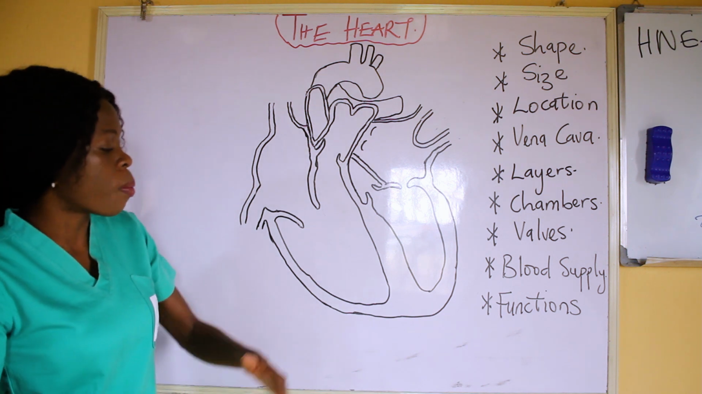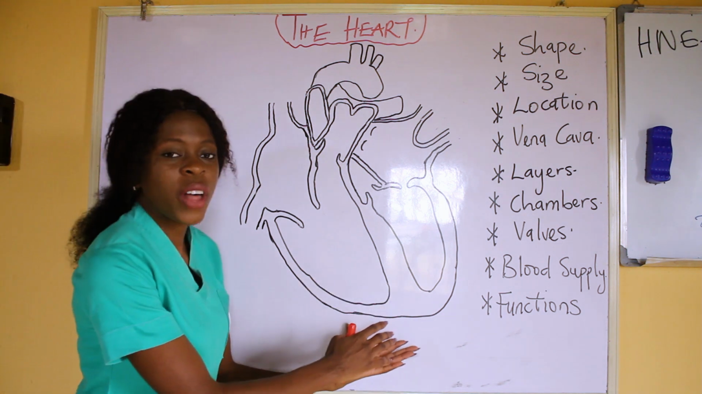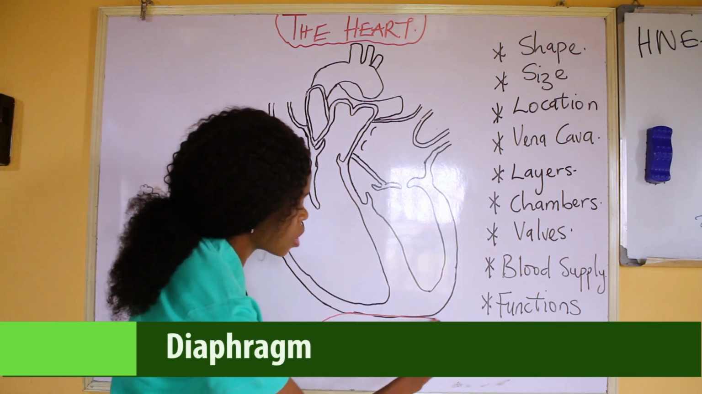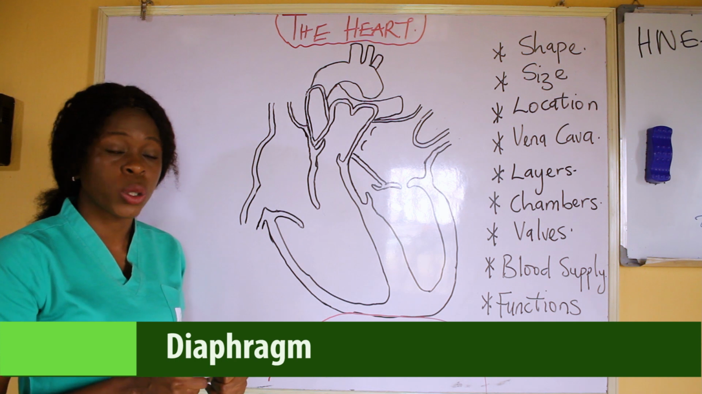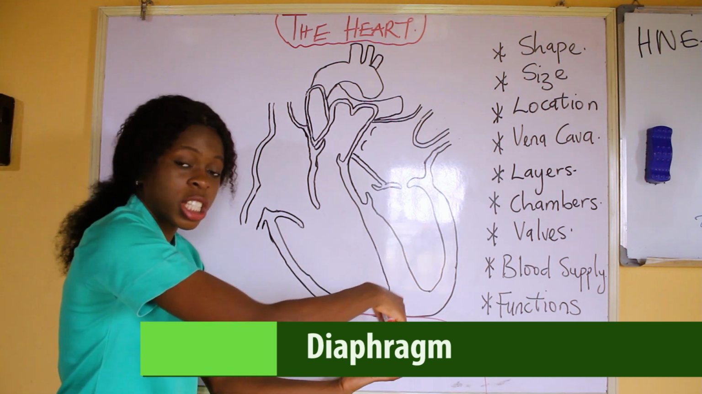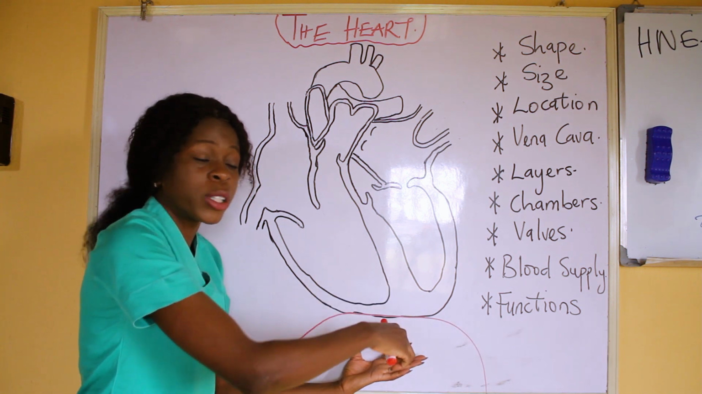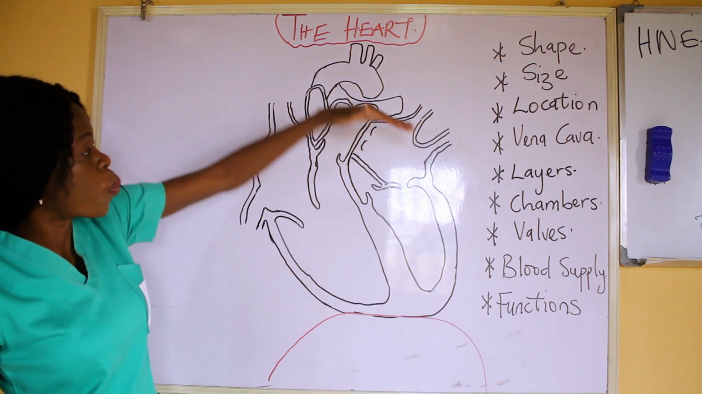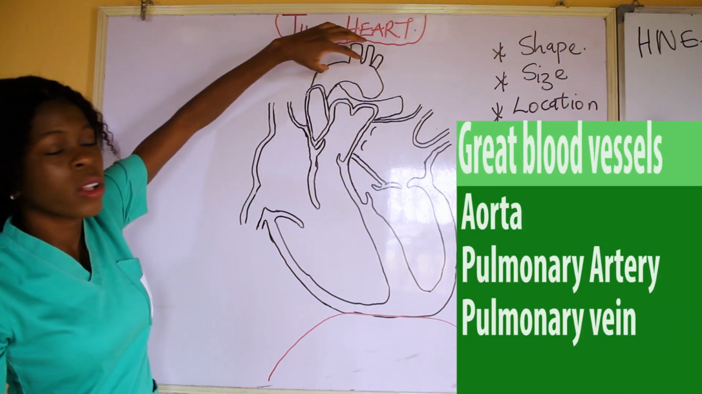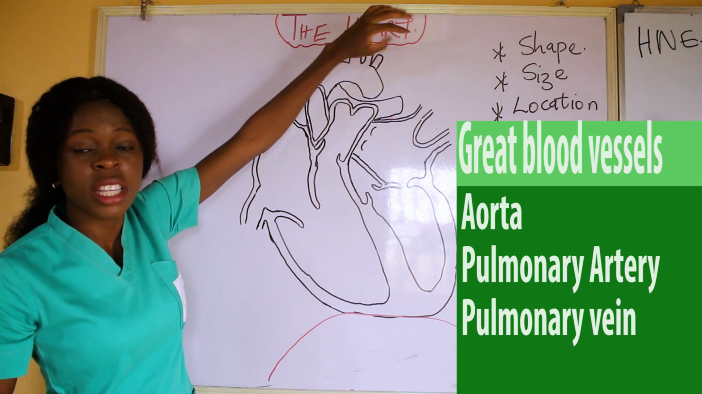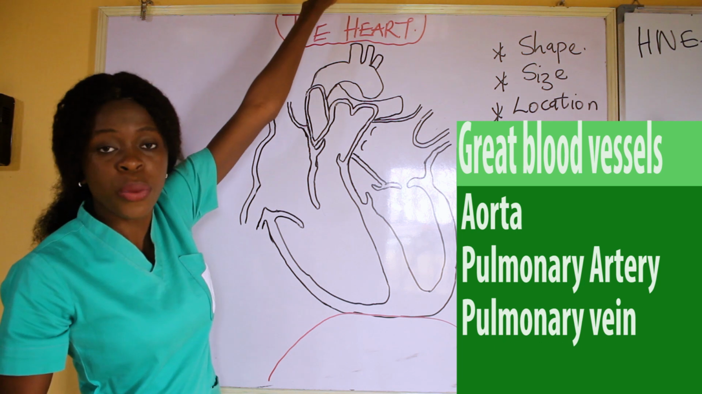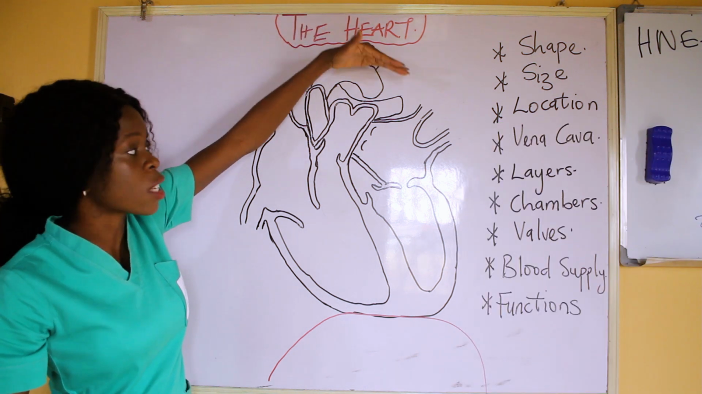So let's start from inferiorly. Inferiorly of the heart, we have the diaphragm. The diaphragm is something like this that separates the thoracic region and the abdominal region. The apex touches the diaphragm of the body. Then superiorly, that's the upper part, we have the great blood vessels like your aorta, your pulmonary arteries, the pulmonary veins, and the superior vena cava. That's what we find superiorly.